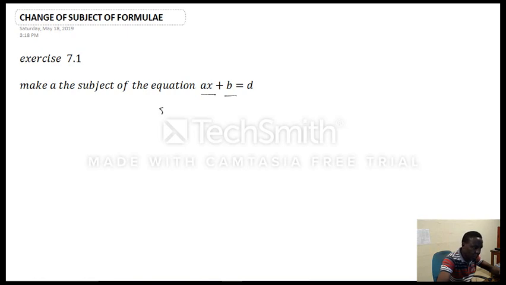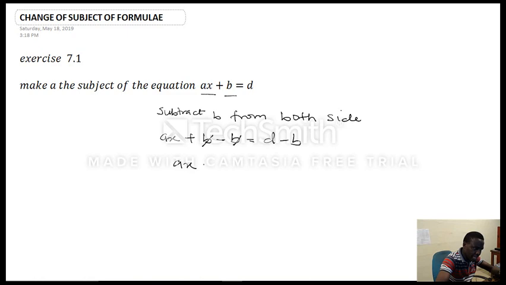So first of all, subtract b from both sides, and when you subtract b from both sides, you are going to have ax plus b minus b is equal to d minus b, of which b minus b gives you 0, leaving you with ax is equal to d minus b. Now we have undone the addition operation.